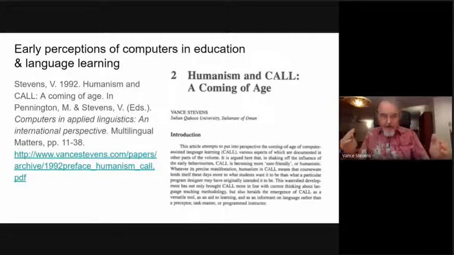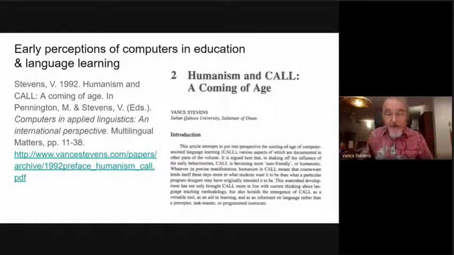And back then, there were many people who had this idea that computers were controlling and thought there wasn't much use for them in education because teachers could do a better job. And well, sure, teachers can, but still, the humanistic communicative aspects of CALL are the things that I've been most interested in.